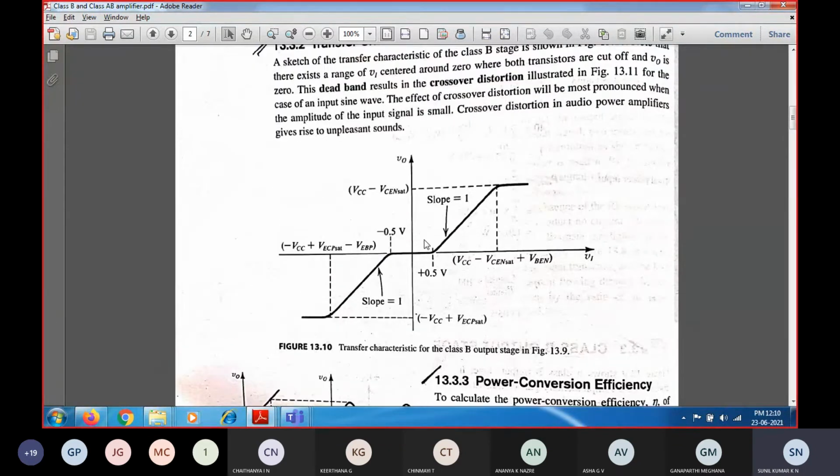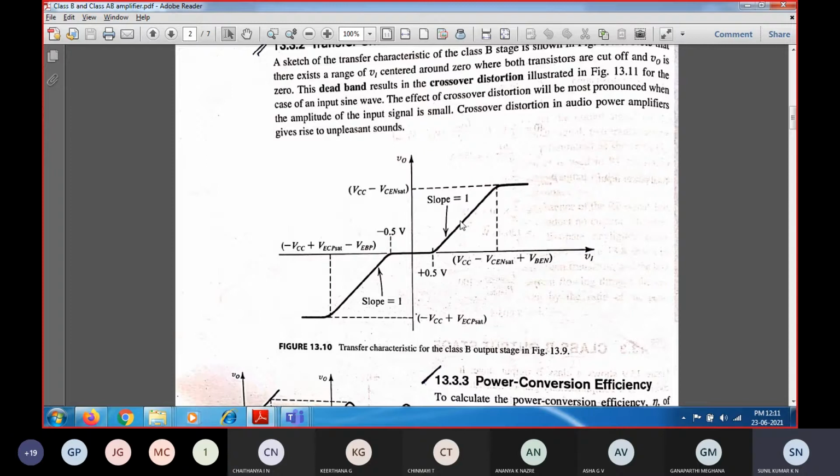We know that Qn operates with respect to the positive half cycle, and QP operates with respect to the negative half cycle. During the positive half cycle of the input, as you increase the input voltage beyond 0.5, only then is your output going to follow the input. That is the emitter follower. Here the slope is 1, indicating that the output varies with the input, and output and input are nearly equal.